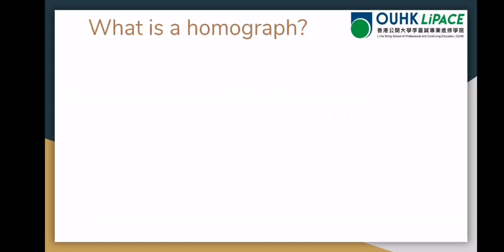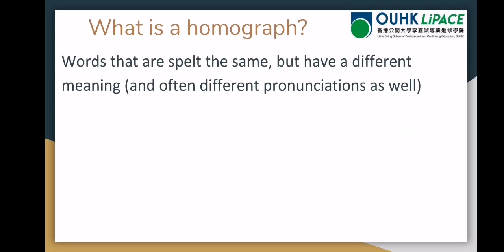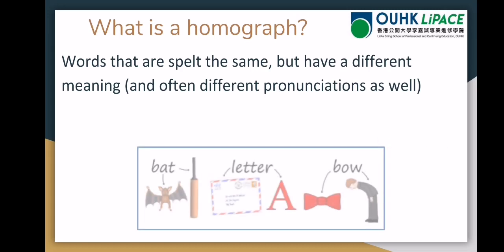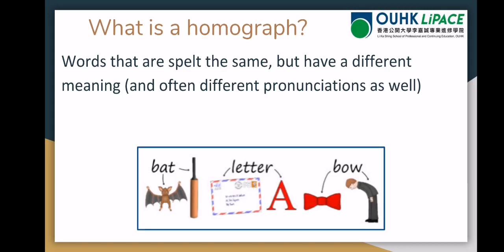So what is a homograph? This is basically just any words that are spelt exactly the same but have a different meaning. And oftentimes they're also pronounced a little differently too. So the best way to show this is through an example. You can think of bat and bat. One is an animal, one is a piece of equipment you use for sports like baseball. Letter and letter, again spelt exactly the same but two different words. And these two examples are also pronounced the same.